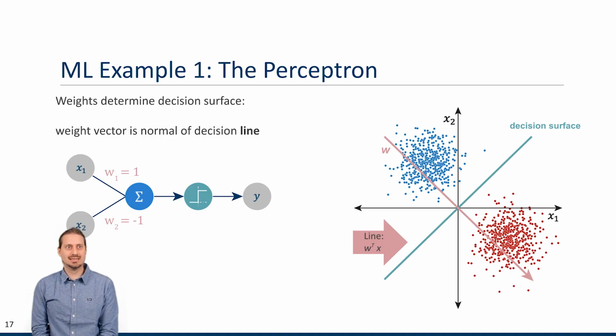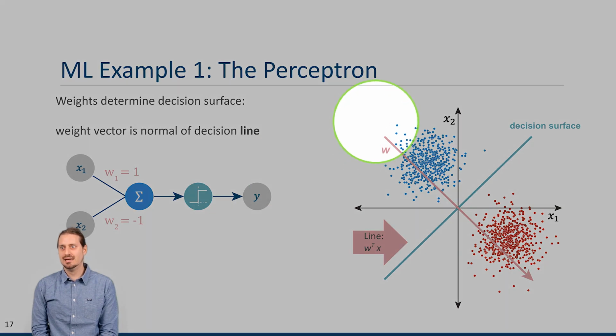Right, so the first thing is what do these weights correspond to? This W1 and W2. So these give us the direction and location of our decision surface, which again is just a line here. And in particular, they tell us the normal vector of the decision surface. So the normal vector just means that this is perpendicular to the decision surface here.